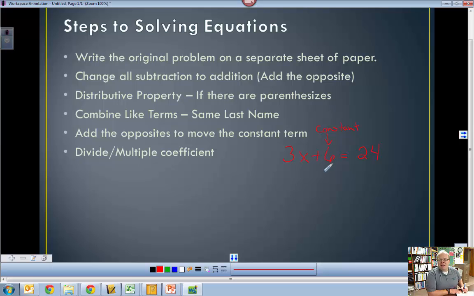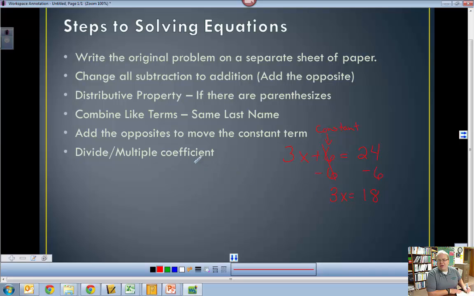If you remember from Hands-On Equations from last year, this is like the cube number. It's never going to change unless I add, subtract, multiply, or divide this number. So to move it, it's already positive, so I'm going to add the opposite. The opposite of a positive 6 is a negative 6. The opposite of a negative 24 is a negative 6. These become zeros. So now I'm left with 3x equals 18.